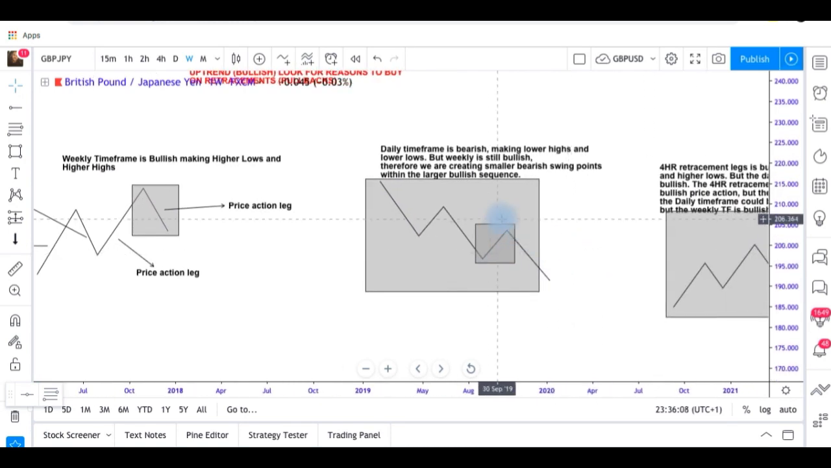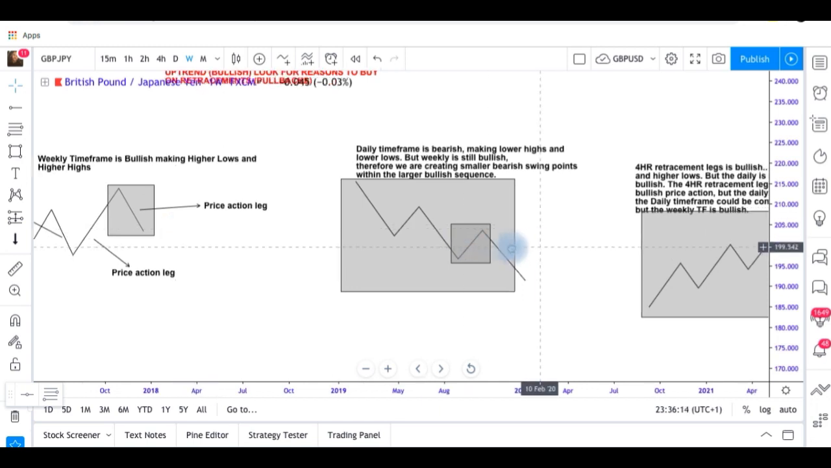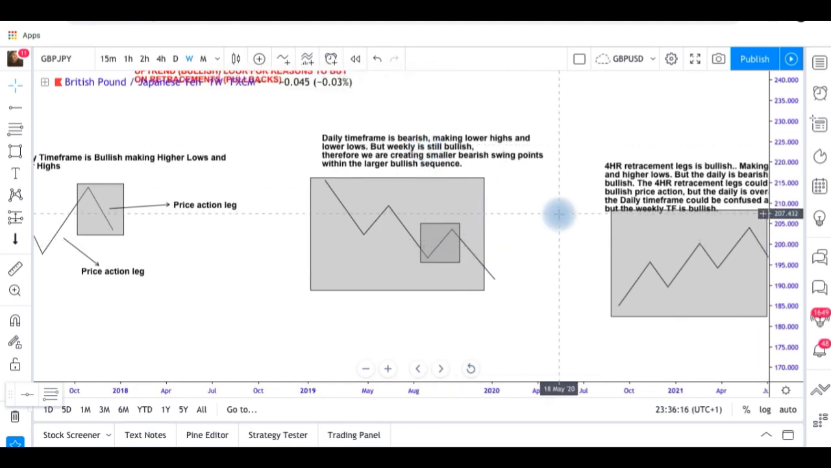Now, if you go down to the daily, the weekly time frame is bullish. It's making higher lows and higher highs. But when we go down to the daily time frame, the actual daily time frame is bearish because it's making lower highs and lower lows. But the weekly is still overall bullish. Therefore, we are creating smaller bearish swing points and bearish price action legs within the larger bullish sequence.